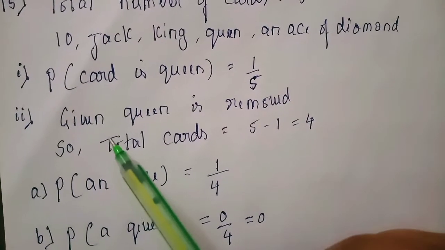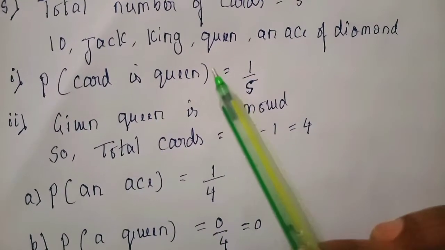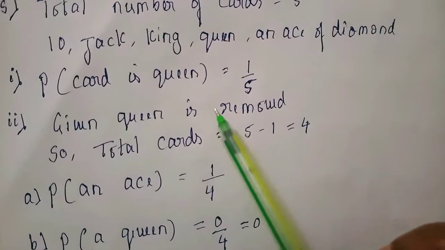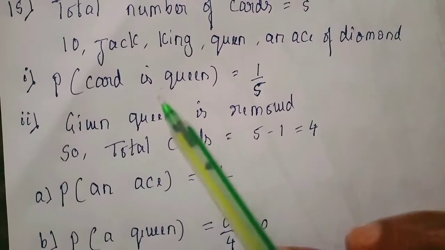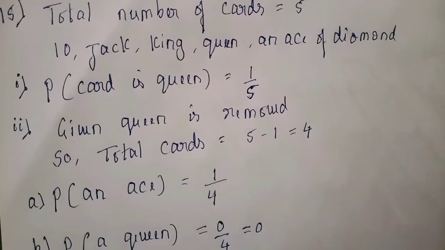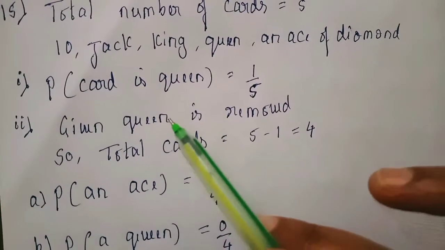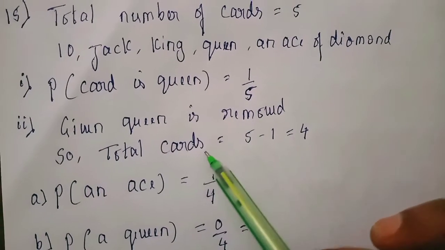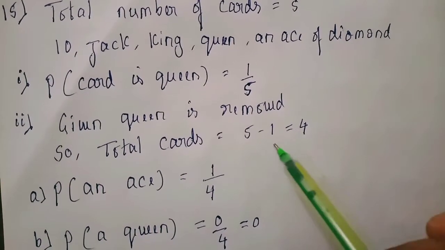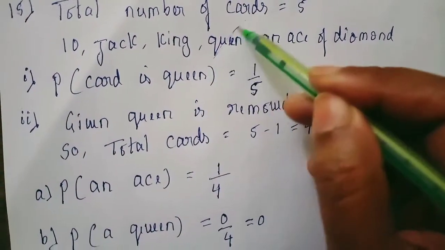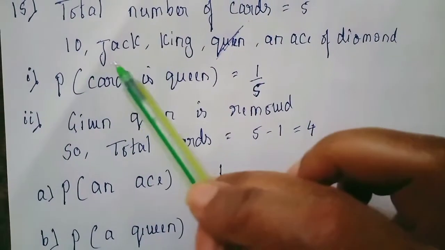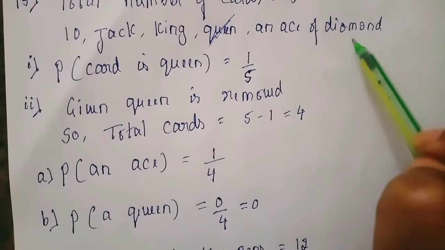And in the second question, you thought that it is a queen. Given queen is removed, means in the second sub question he has given, once you remove the queen, you are not putting it back. You are removing it and putting it aside. When you remove that queen card, so total you had 5 cards. In 5, 1 queen is removed. So now you have 4. That is 10, jack, king and ace of diamond.